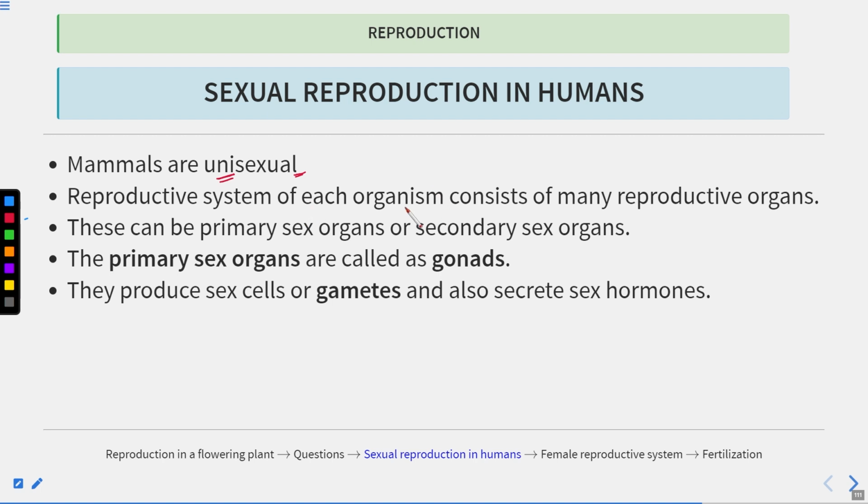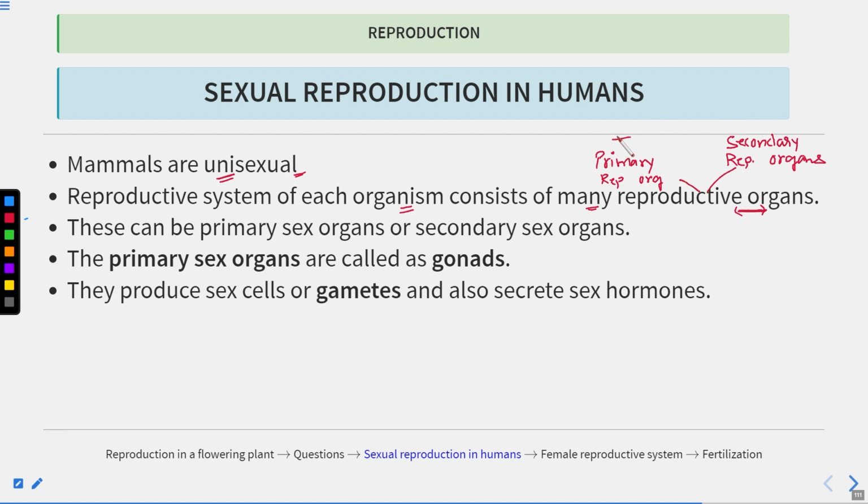Now the reproductive system of each organism consists of many reproductive organs. A lot of reproductive organs are involved. Some are primary reproductive organs and some are secondary or accessory reproductive organs. So we can write here, one is the primary reproductive organ, and the others are the secondary or accessory reproductive organs. Both of these have different roles.